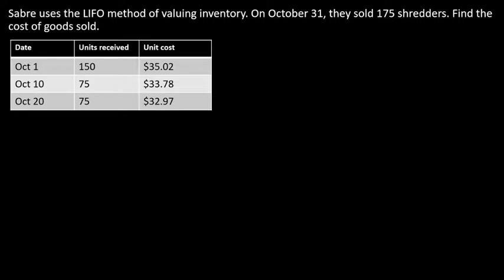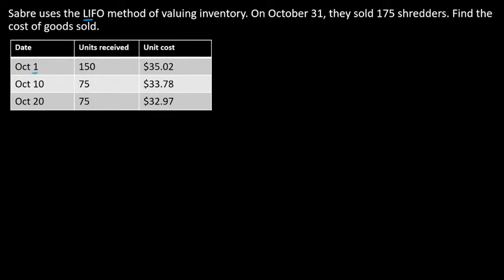So the third method of valuing inventory, so far you have seen the average cost method and the first in, first out method. If you understand the first in, first out method, I think you will certainly understand the last in, first out method. It's just kind of like backwards, okay? So we just did first in, first out. This is last in, first out method of valuing inventory.